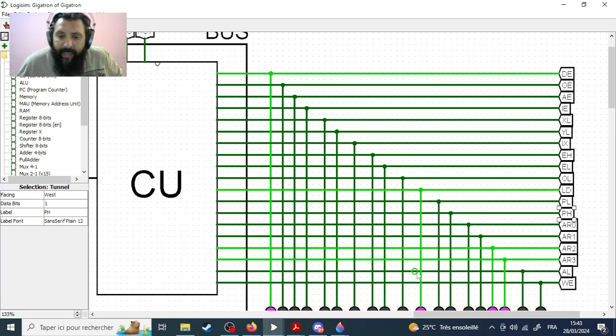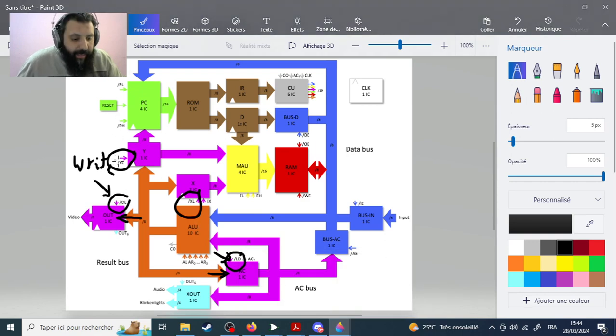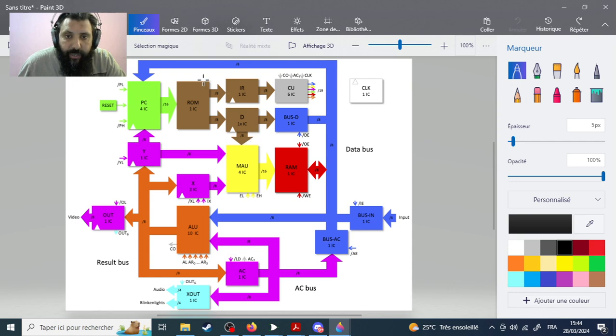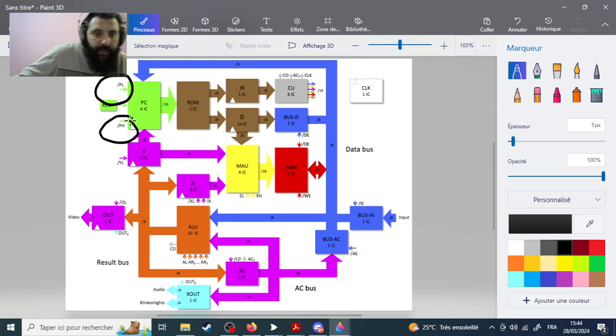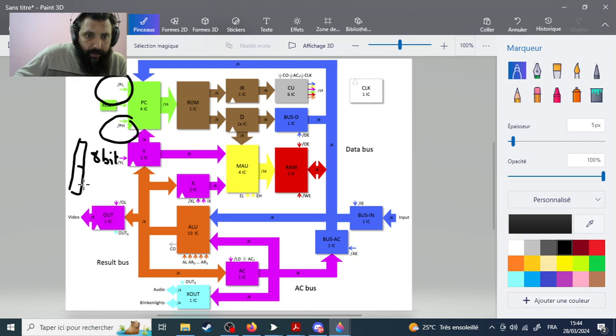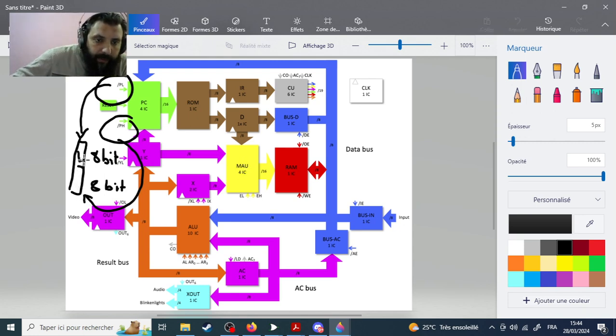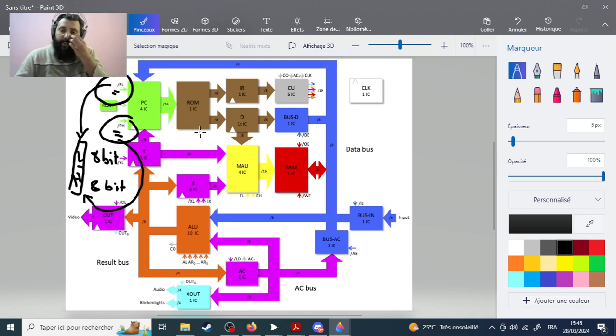We have PL and PH. PL and PH are the signals to write inside the PC. Here the PC is composed of two parts. The PC is about 16 bits. We have the first part and we have the second part. This signal is responsible for writing on the first part, and this signal is responsible for writing in the second part. This is the low part and this is the high part. Those two signals are also write signals. Do you understand that?